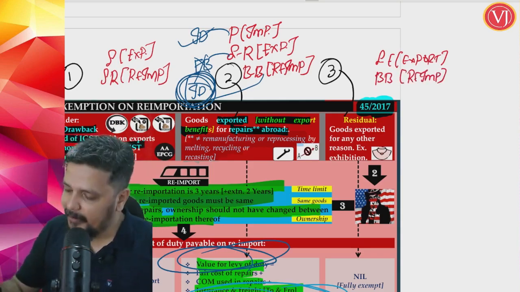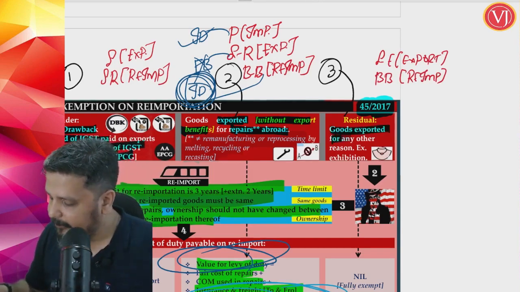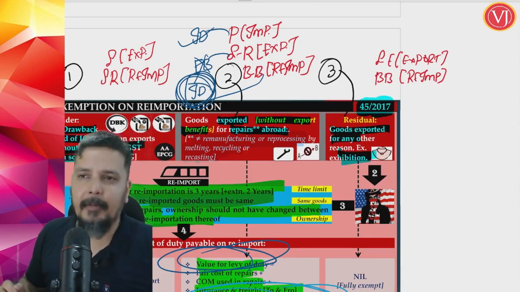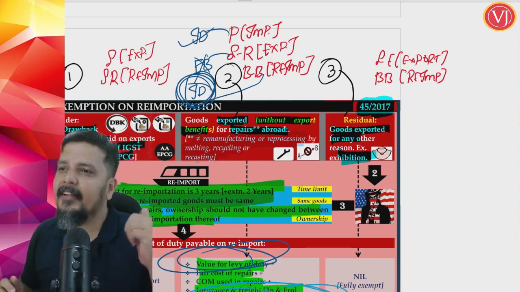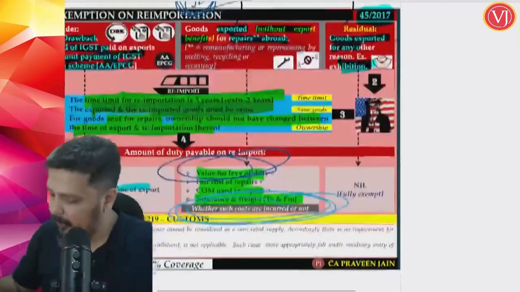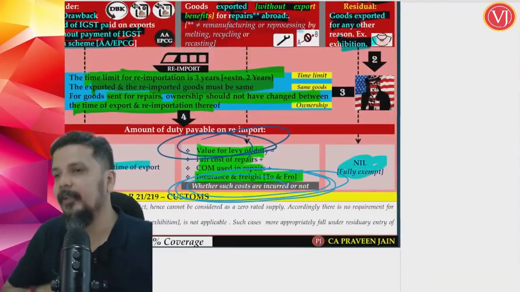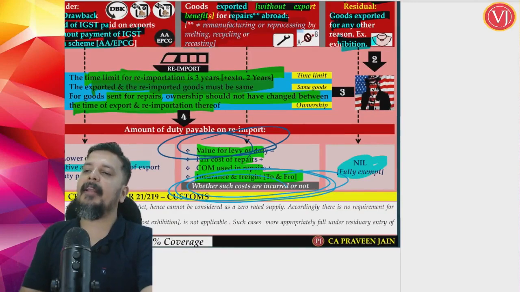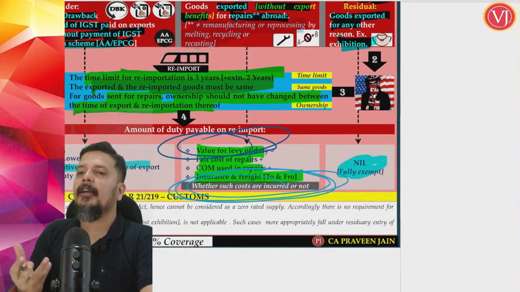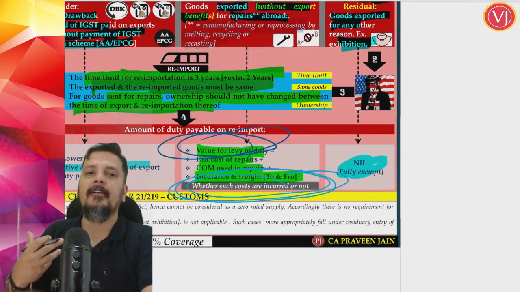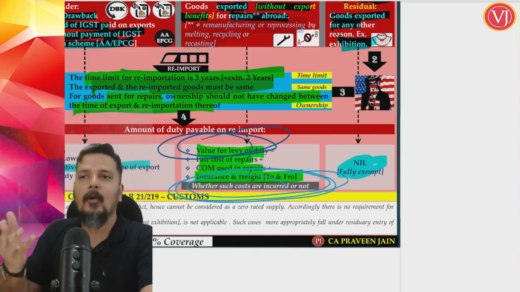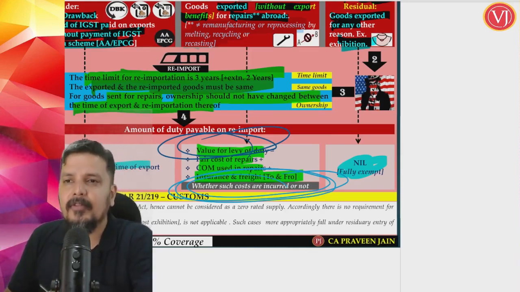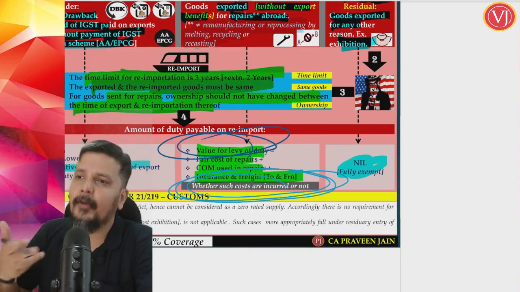Now, when you send the goods for exhibition, obviously you will not take any export benefits. When you bring it back, just think logically, should there be any import duty? No. There won't be any import duty. India also wants its businessmen to make their presence felt outside India, so they promote them to go outside and display their goods. And that will finally result in export orders.